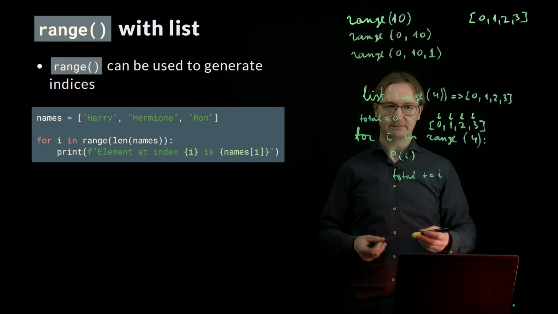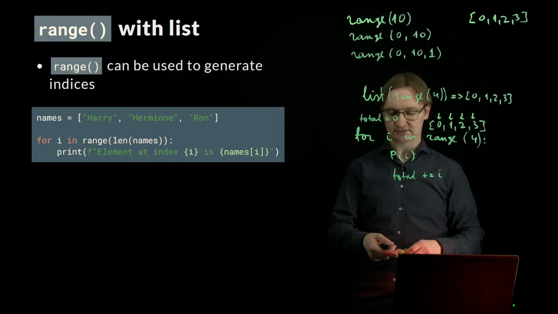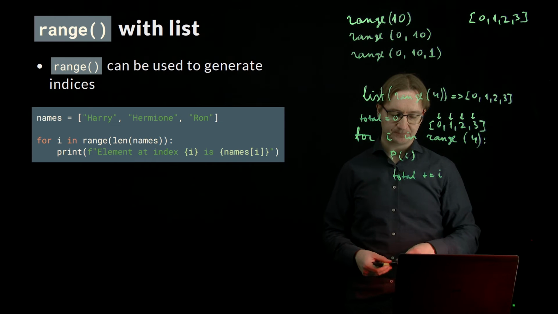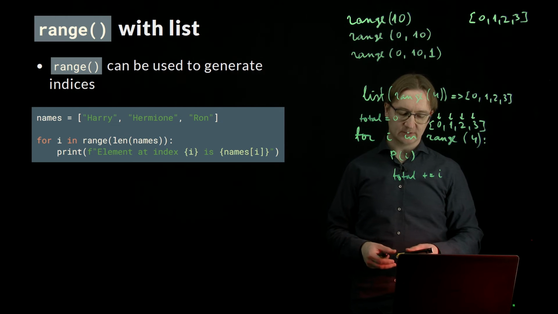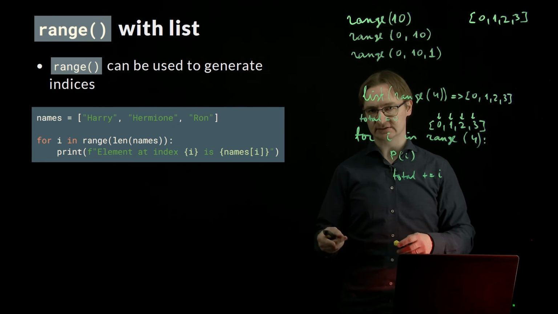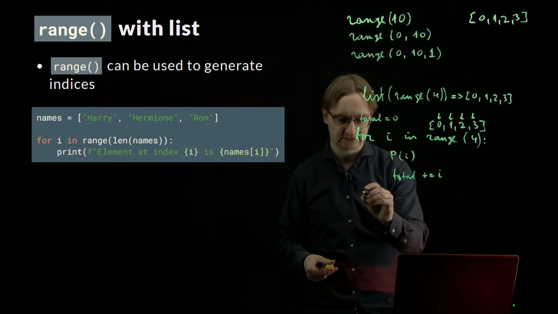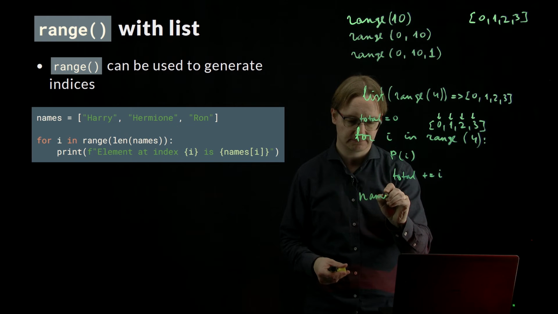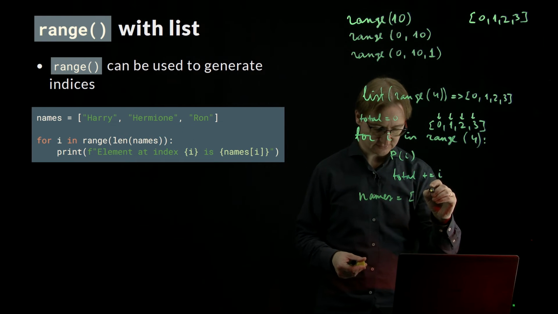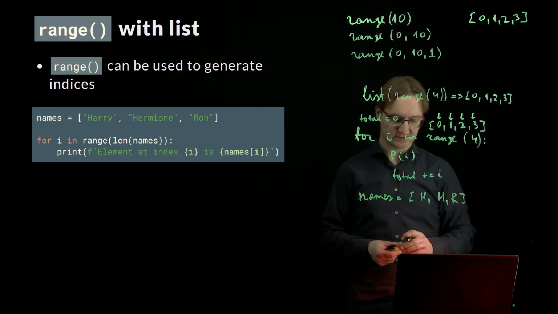So here's an example. There are 3 names, and the names are in a list, so there's a list of strings basically. And what we do, we use the range to generate the indices for this list. Let's put first letters here: Harry, Hermione, Ron. Okay, it doesn't matter, they have the same first letter.